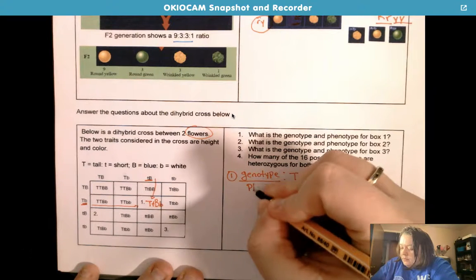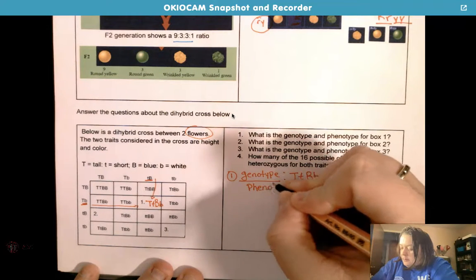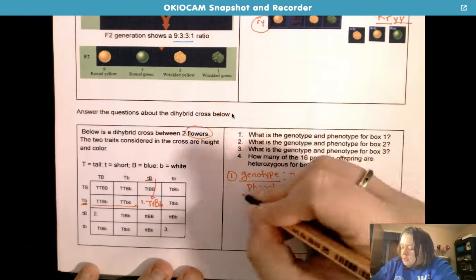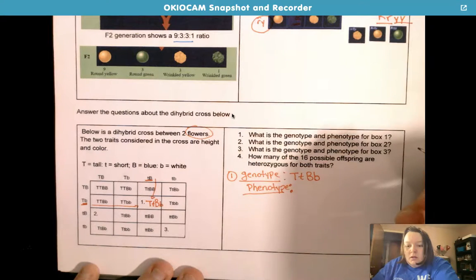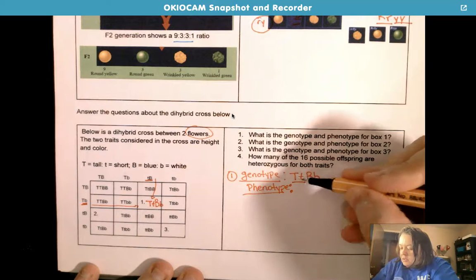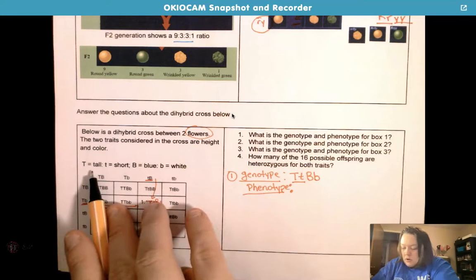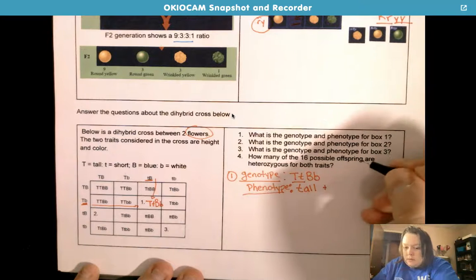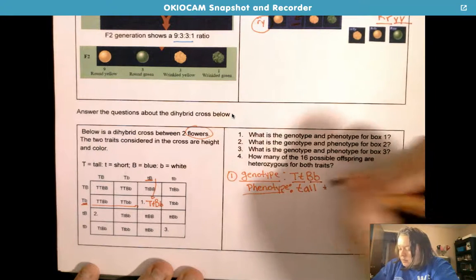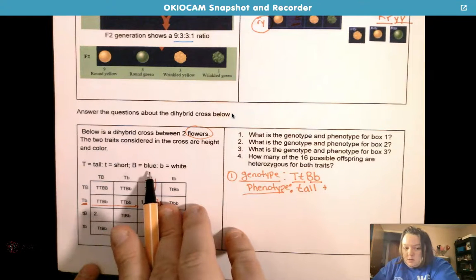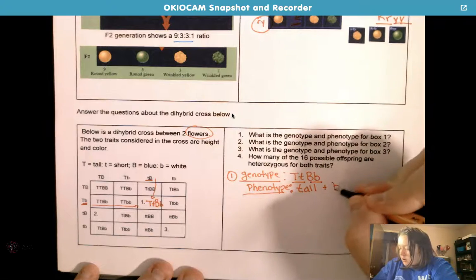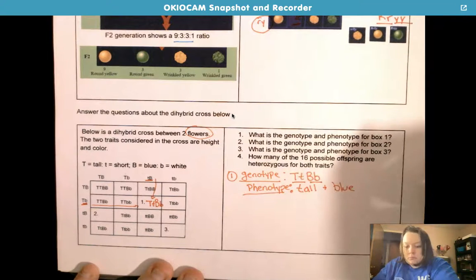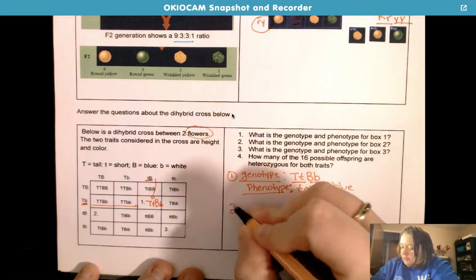Then it also asks for the phenotype. The phenotype is what it's going to look like. We just do our letters separately. We do our T's first. For our T's, big T, small t. Big T equals tall. So this is a tall plant. Now we're going to look at our B's, big B, small b. Big B equals blue. So this is a tall blue flower. Great. Now for number 2.